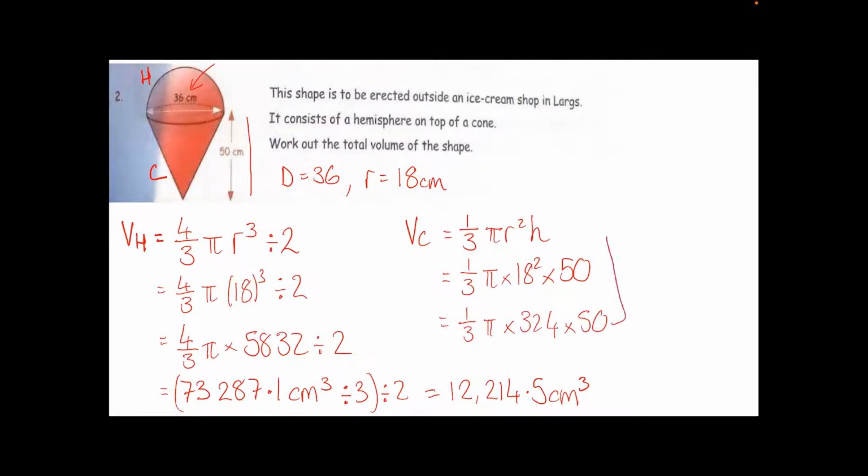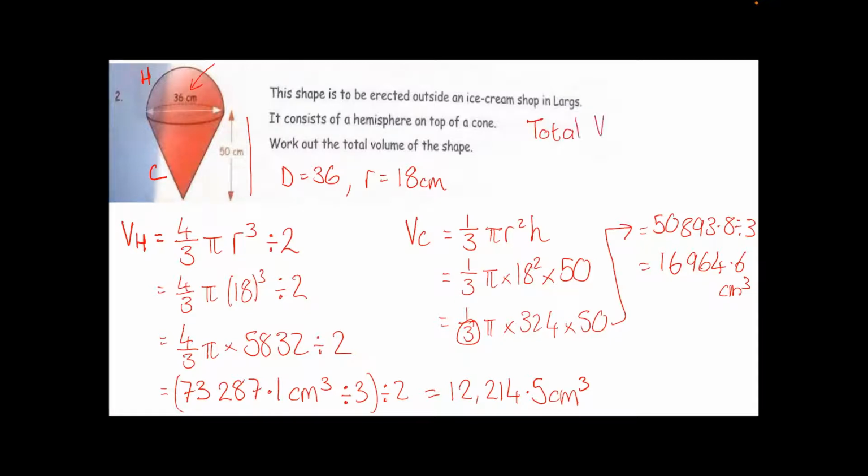I've run out of space here, so I'm just going to pop over to the side with my arrow. So if I do my 324 times pi times 50, I'm getting 50,893.8, but I still have the third, so I'm going to divide by 3. That gives me 16,964.6 centimetres cubed.